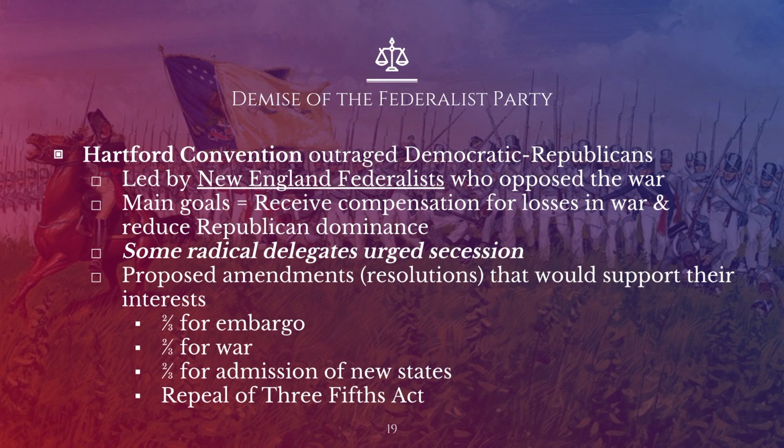So some of the amendments that this convention recommended actually seemed pretty reasonable. A 2/3 vote of Congress would be required for an embargo. A 2/3 vote of Congress would be required to declare war, and a 2/3 vote of Congress would be required to admit new states. Also repeal the 3/5 Act. So these were kind of reasonable, but nevertheless, this convention would outrage the rest of America.